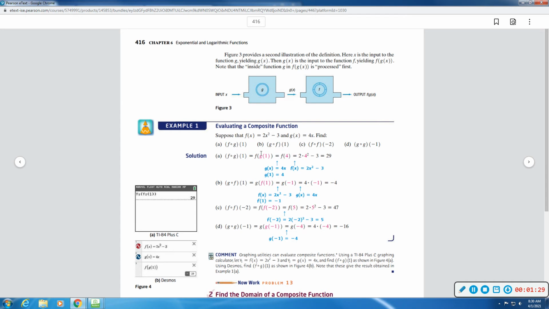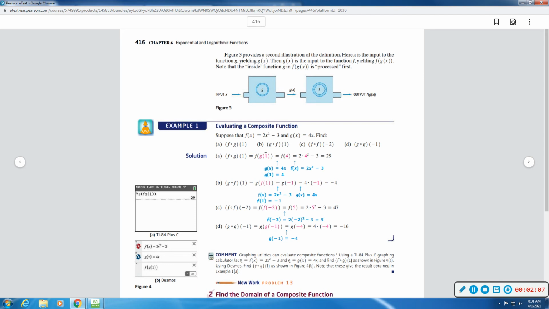F of g of 1. Now before you can do this, they have to give you what f and g are. So here at the top we have f is 2x squared minus 3, and then we have g is 4x. So since it's f and then g, we're going to be taking g, which is the 4x, and plugging it in to the f equation. We're going to be replacing every x with 4x. So this 4x is going to get replaced in the position where this x is, for every x that was in f. So right here, they're showing you the difference.